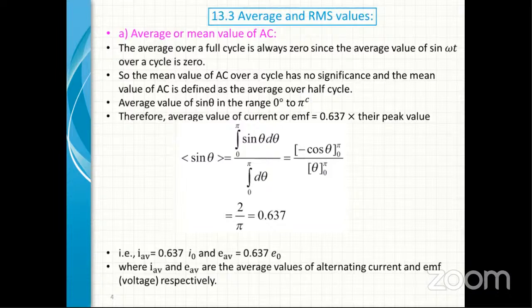Then what is the average or mean value of AC? This is the average or mean value. Here for this mean value, we take the integral from 0 to pi of sine theta d theta, and again this is related to d theta, so 0 to pi d theta. In this way we find I average is equal to 0.637 times I naught, and this I naught or E naught is nothing but the peak value of the alternating current and EMF or voltage respectively.